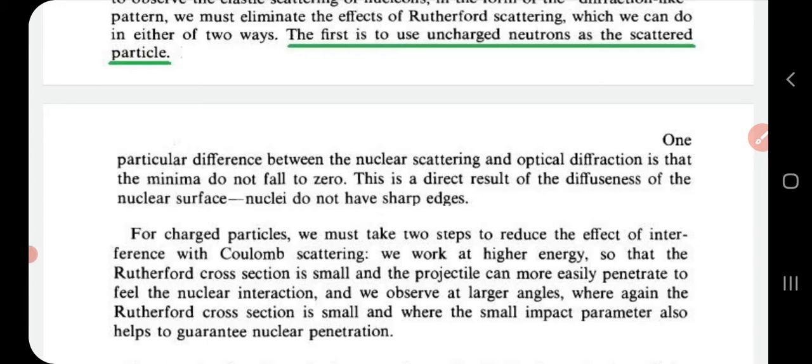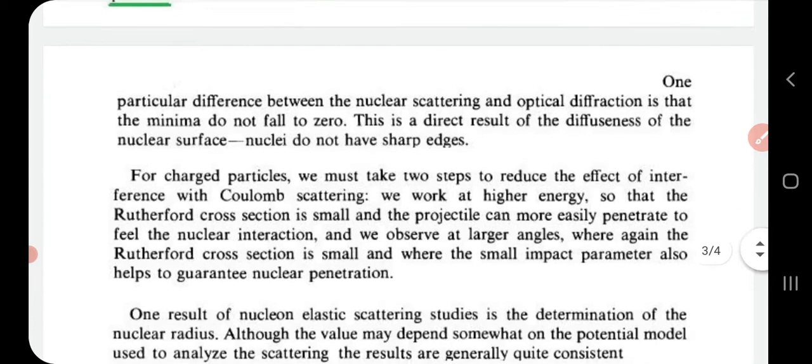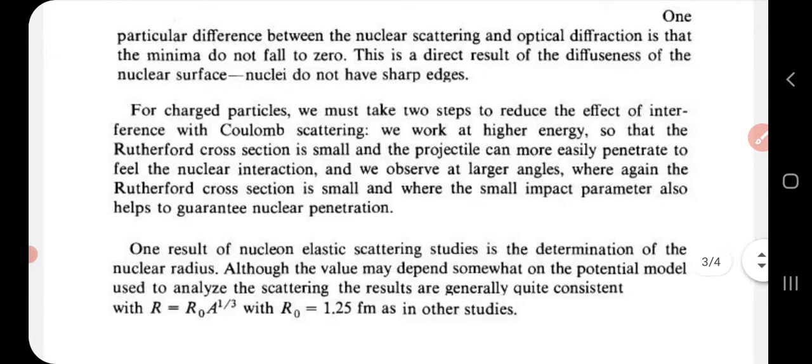One main difference between nuclear scattering and optical diffraction is that the minima do not fall to zero. This is a result of the fact that nuclei do not have sharp edges.